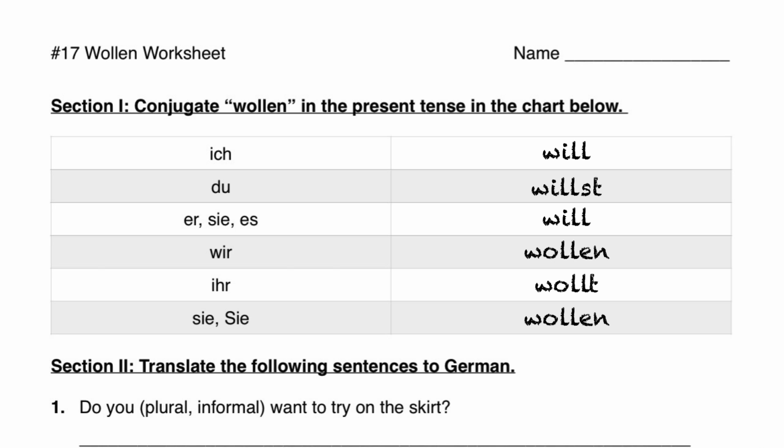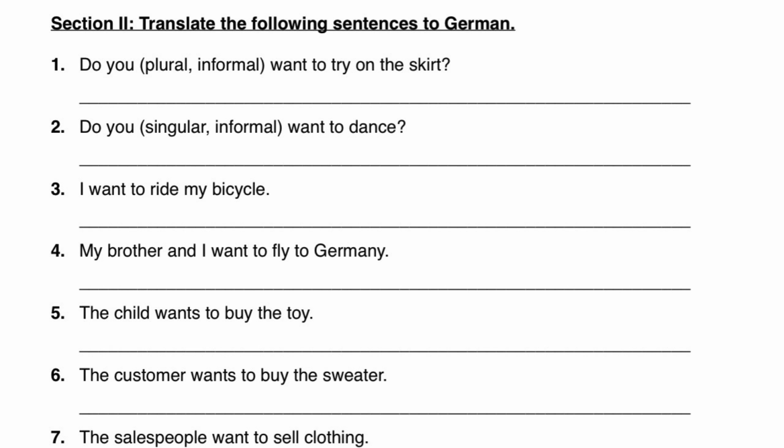So let's try out some examples here. In section 2 it says just translate these sentences into German. Seems simple enough. So the first one on here, it says, do you, plural informal that is, want to try on the skirt? Well, let's start off with the fact that this is a question, and questions start with the verb. In this case we want the conjugated verb first, which is our form of wollen.